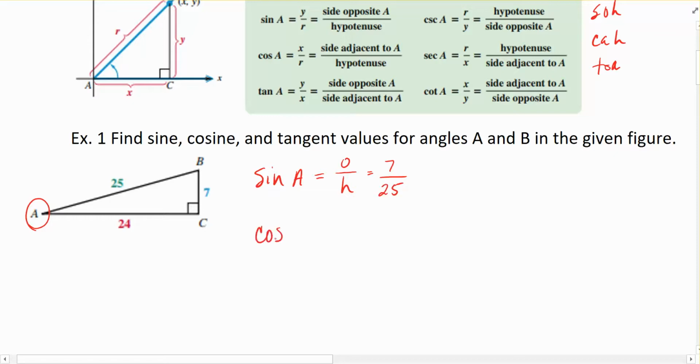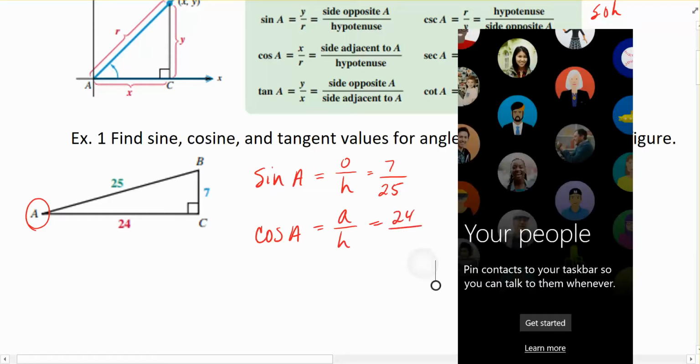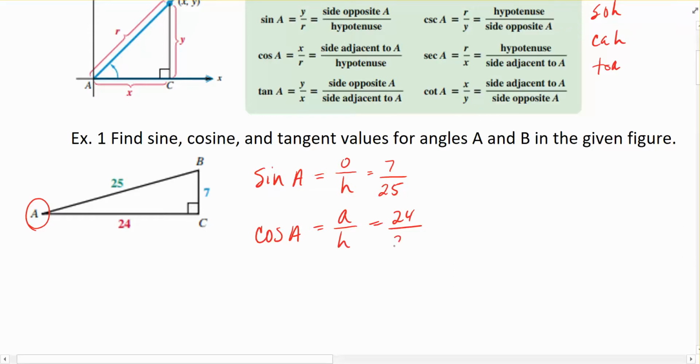So the cosine of angle A has to do with adjacent over hypotenuse. The side that is adjacent to angle A is 24, and the hypotenuse is, of course, 25. Now let's look at tangent. Tangent of angle A is opposite over adjacent. Opposite of angle A, we already said, was 7. Adjacent to angle A is 24. So these are the three function values if I wanted to know for angle A.